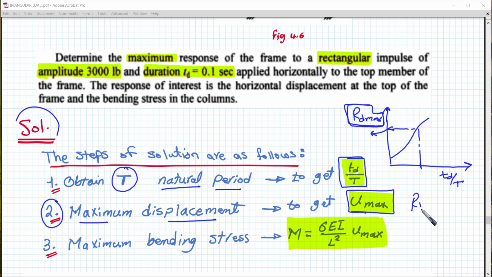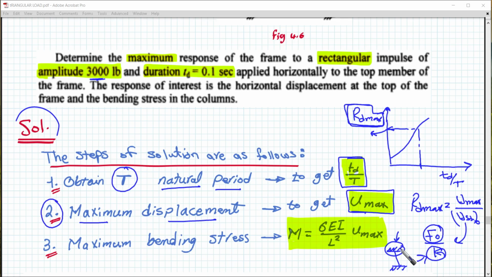Because we have Rd maximum equals U maximum over U static node. What is U static node? We know it. It is going to be F node over K. F node is the maximum amplitude of the force, already given for us here, 3000. K is the stiffness of the system. The stiffness of the system is easy to obtain as long as we have columns fixed at the bottom and fixed at the top, because there is a rigid beam connected to them at the top.